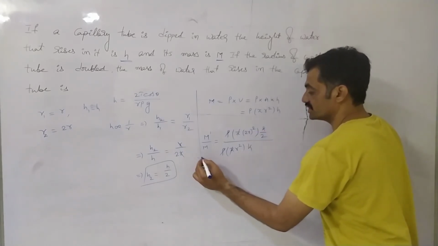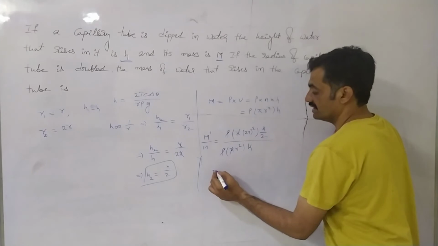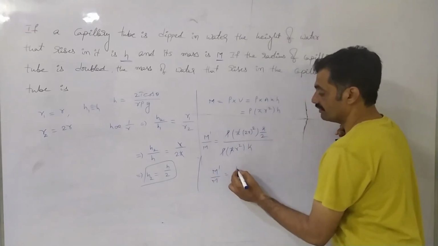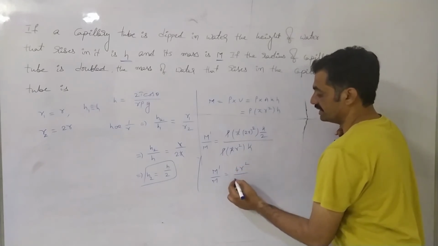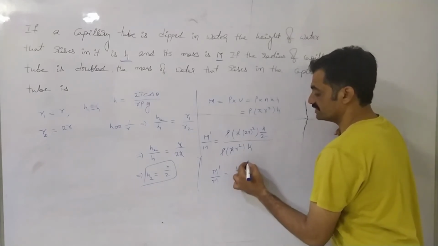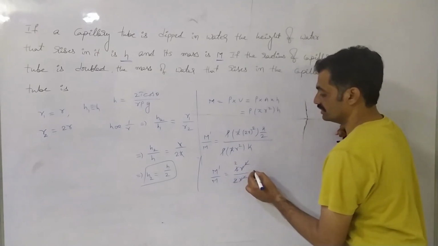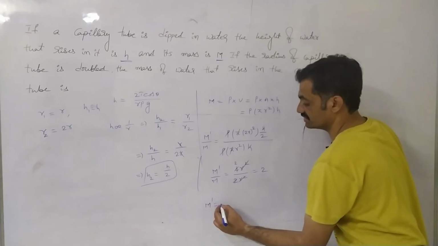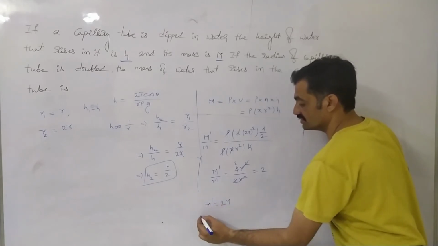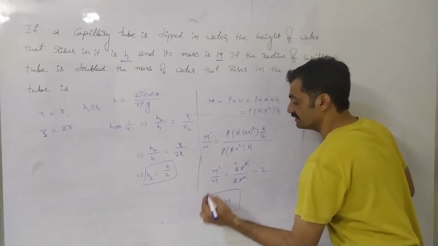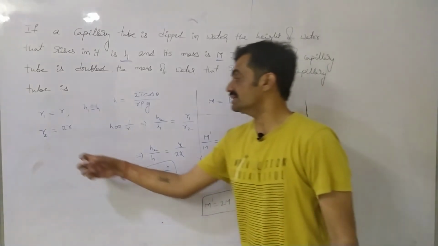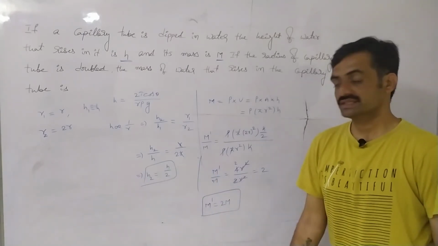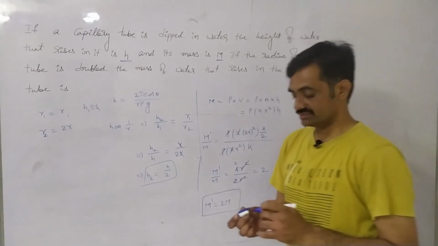So m dash by m is equals to 4r square by 2r square. Observe that r square gets cancelled and here we get 2. Based on that, we can represent it as m dash equals to 2m. So mass of the liquid within the capillary tube when the radius of the capillary tube has been doubled is twice of its initial mass. Take a screenshot. We will continue.